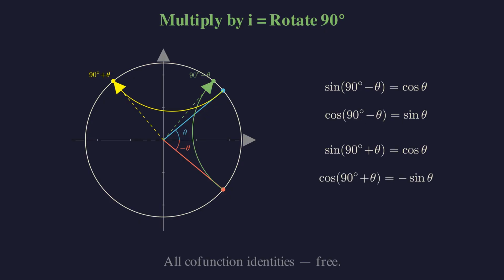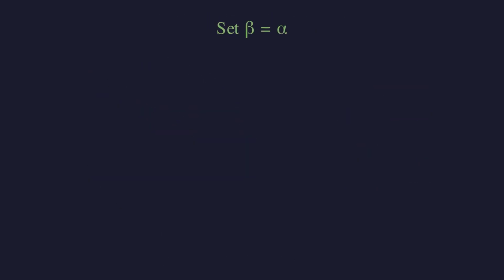Now start with positive theta and rotate 90. Sine of 90 plus theta equals cosine theta. Cosine of 90 plus theta equals negative sine theta. All cofunction identities free. Set beta equal to alpha in the addition formula.